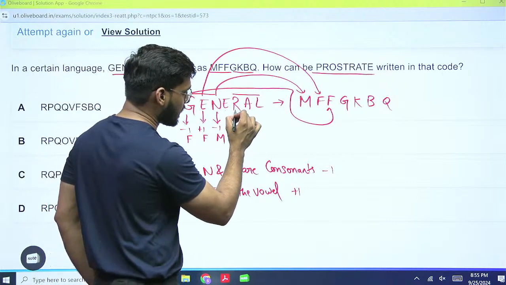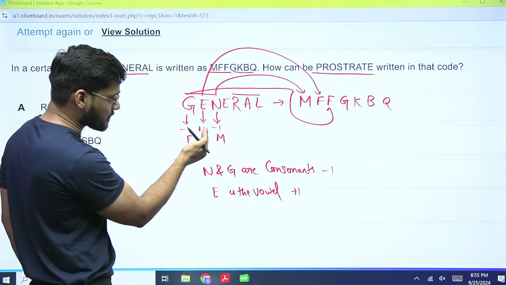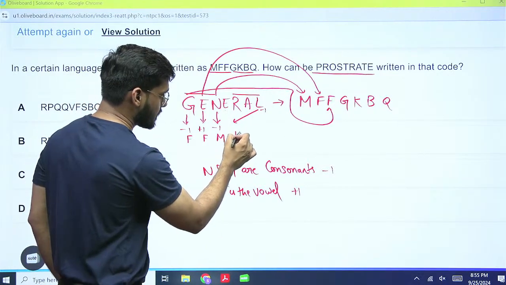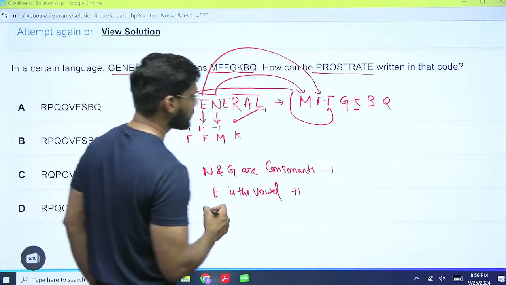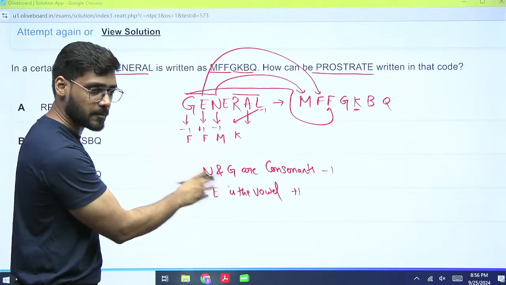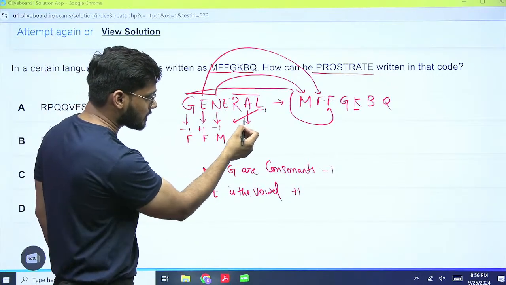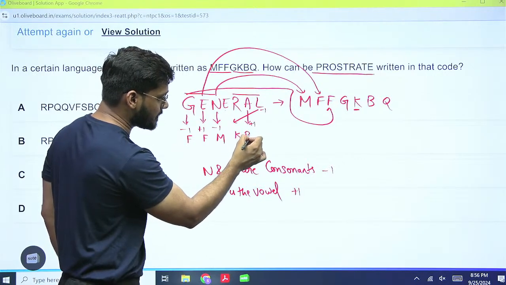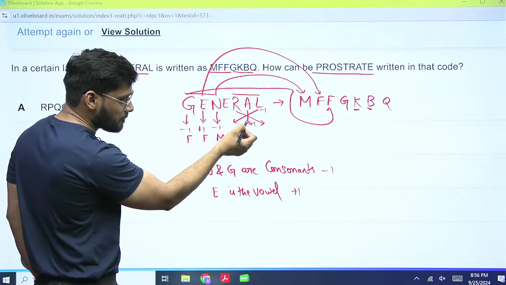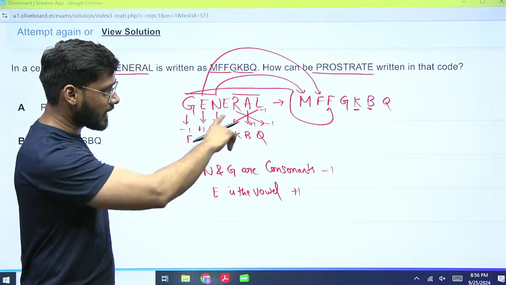Let's use the same pattern over here in R, A and L. The code for L should be -1, +1, -1. If we subtract 1 from this L, we will get K. Do we have K? Yes, K is written over here. This is the vowel. Using the pattern consonant -1 and vowel +1, A plus 1 will make B, so we have B as well. In the third one we have R, and using -1 again, R -1 gives us Q. So we are having the same logic.